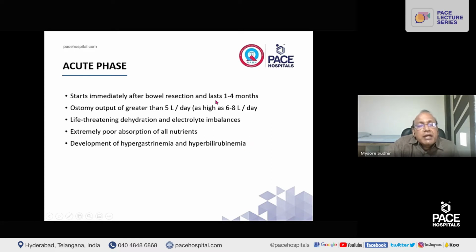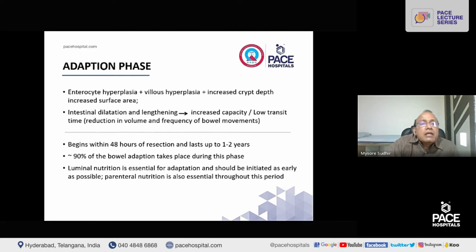Now, once the acute phase is tided over, we come to the adaptation phase. Here, the remnant bowel, what is left in the body, changes and adapts, and the morphology also changes. There will be enterocyte hyperplasia. It's a compensatory mechanism, as we know when one lung is removed, the other lung gets compensatory emphysema. If one kidney is small, the other kidney compensates with a relative renal hypertrophy. Enterocytes also have a tendency towards hyperplasia.